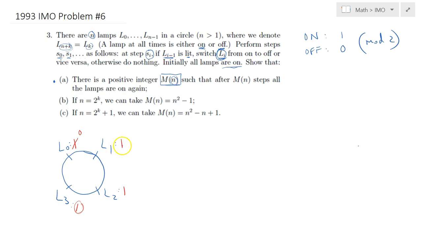L sub 1, do we operate on this? No, because the previous one is off. Move on. L sub 2, do we operate on L sub 2? Yes, because the previous one is on, so turn it off. L3, do we operate on this? No, because the previous one is off. L sub 0, do we operate on it? Yes, because the previous one is on, so change it to 1. Next one, operate? Yes. Next one? No. Next one? No. Next one? Yes. So this one is 0 again. Next one, operate? No.